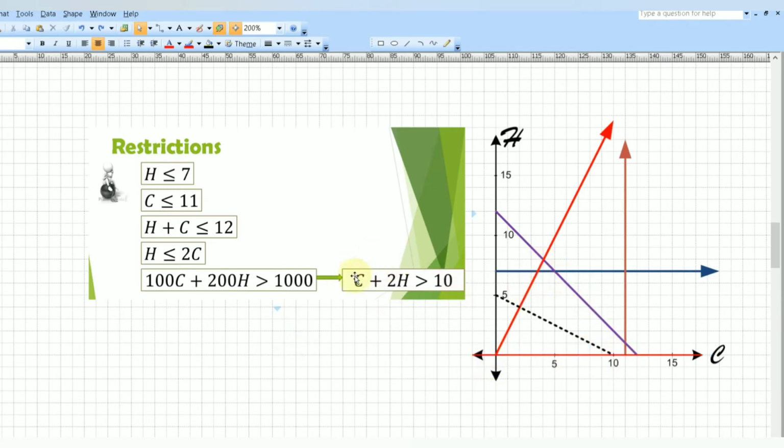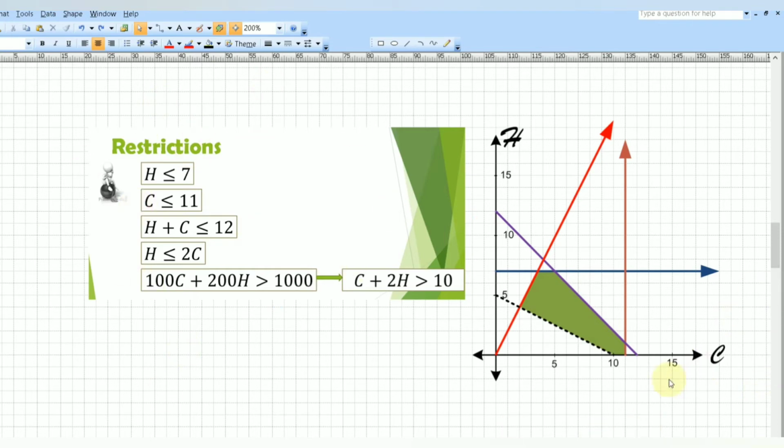And the last part is c plus 2h is greater than 10. From the perspective of h, greater means you shade above it. So after we shade all of it, this is the visible region that we are looking for. This is all the pairs. So all the pairs inside the green one will be all the pairs that satisfy all of these restrictions.